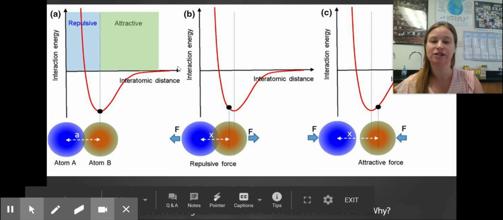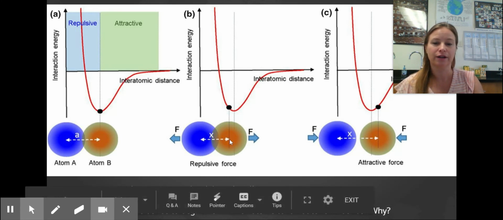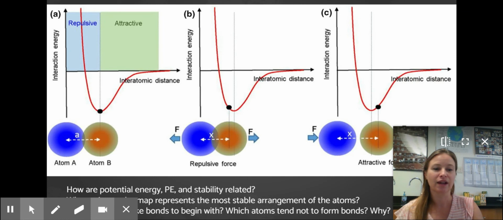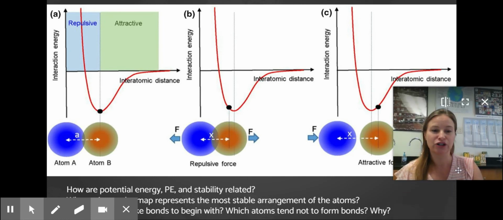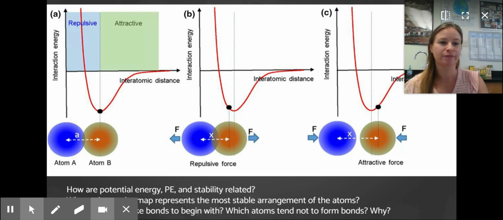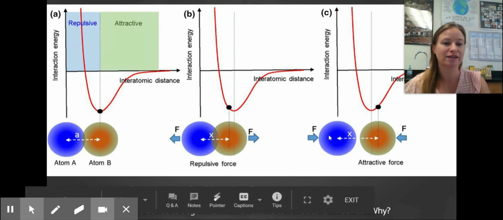This is just a diagram showing you potential energy. It calls it interaction energy, but this is the potential energy increasing as you go up on the y-axis. On the x-axis, you have the distance between the two nuclei. If we look on the left over here, the force, they are attracted to each other. Let me make this smaller. The force here is pulling these two things together.